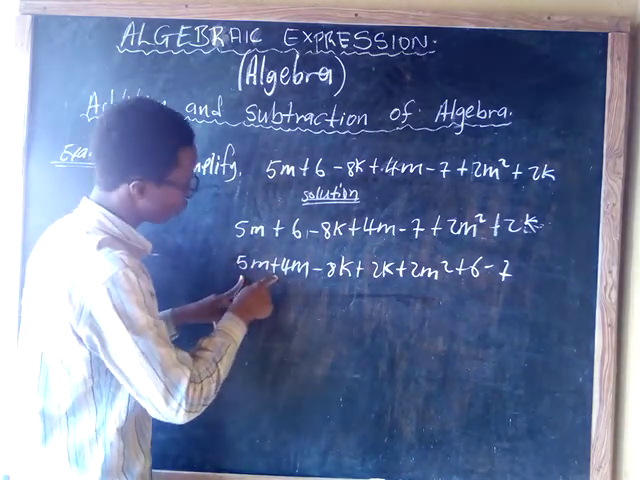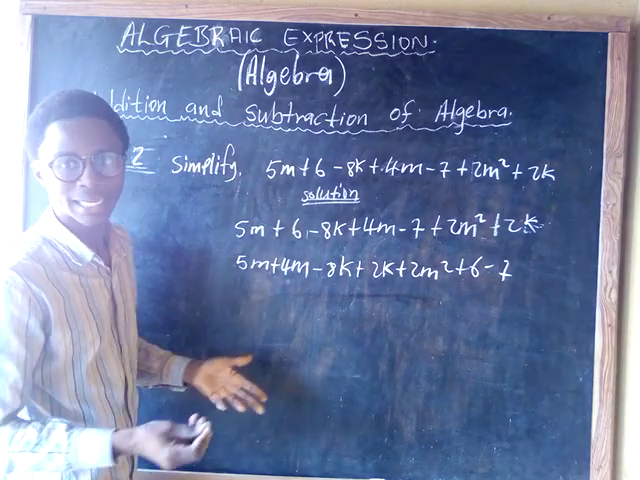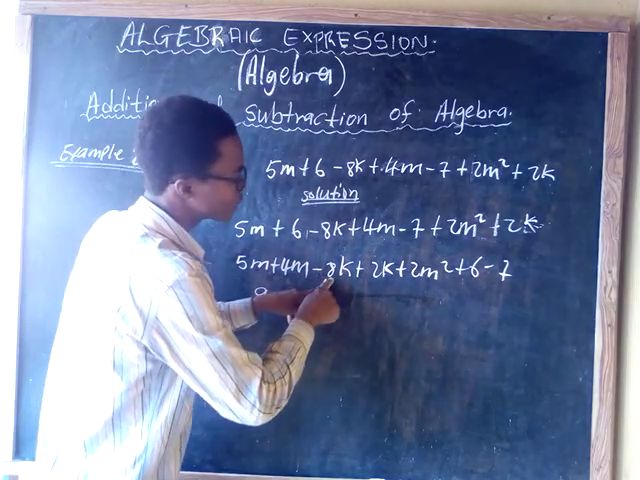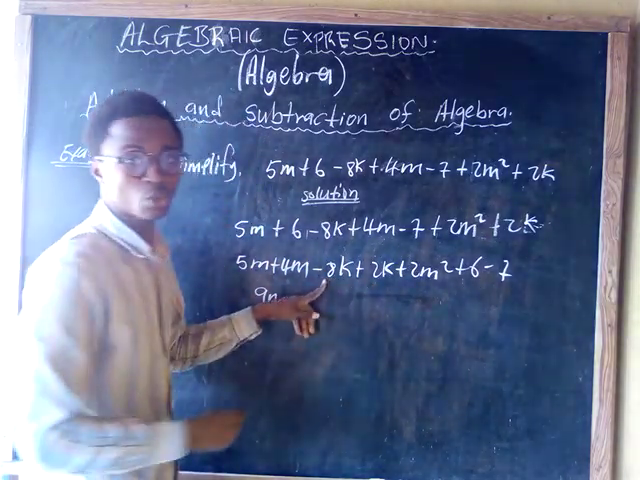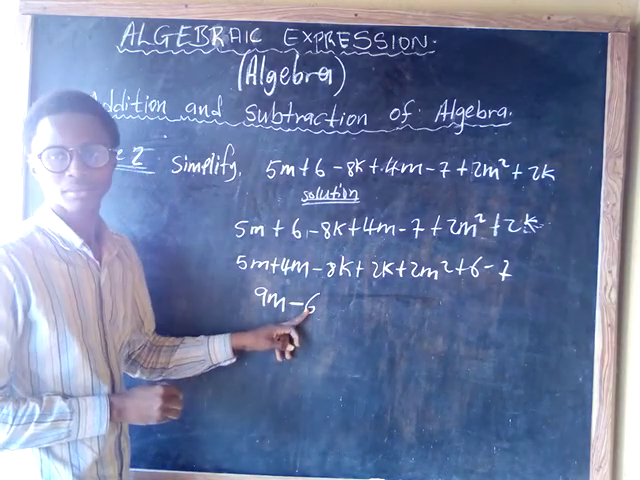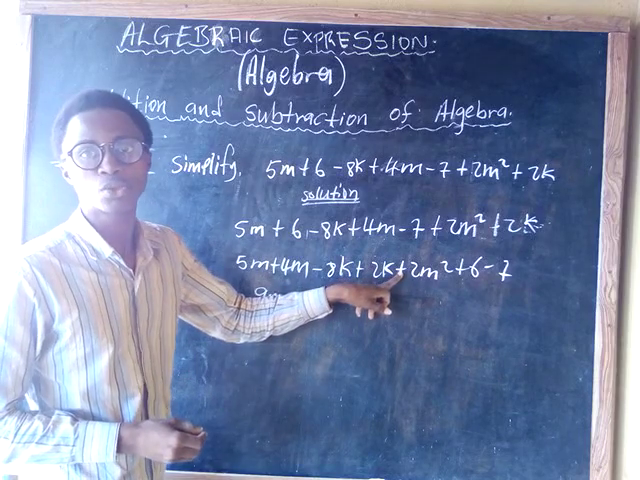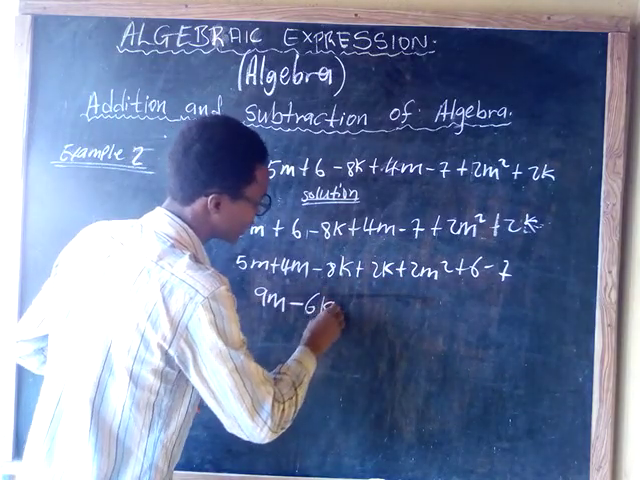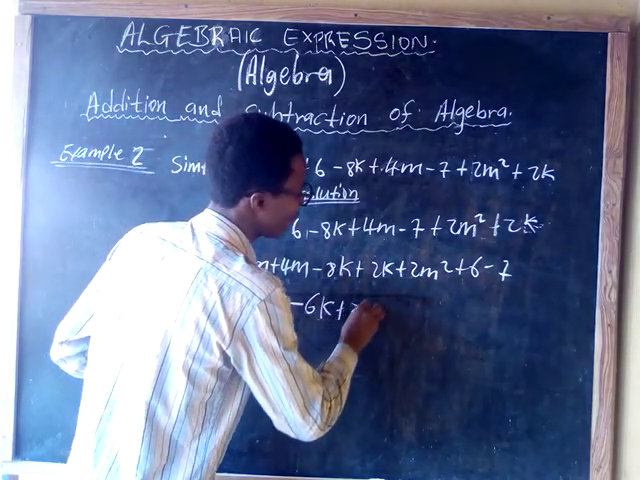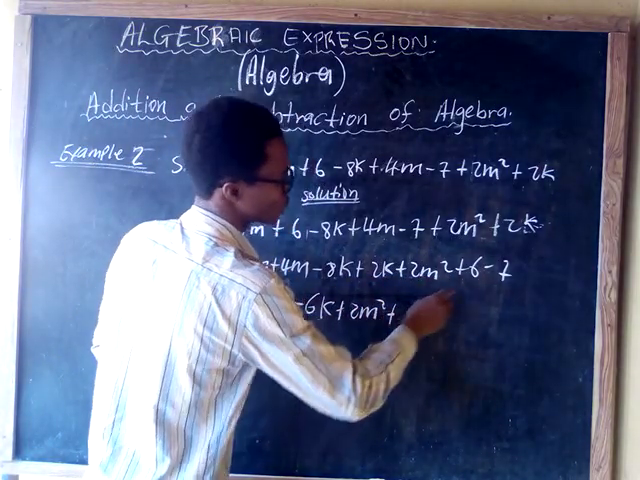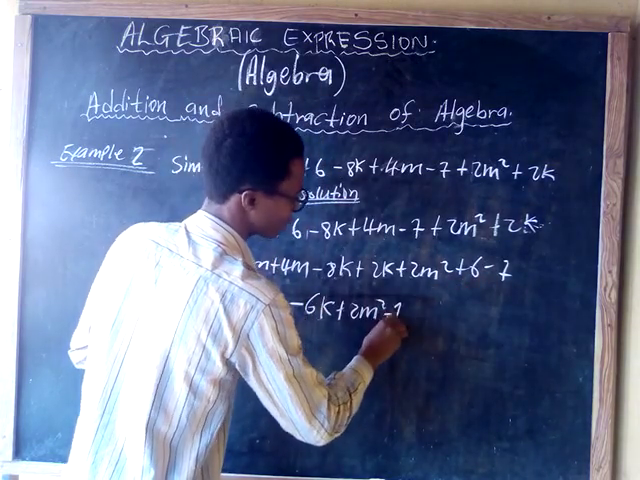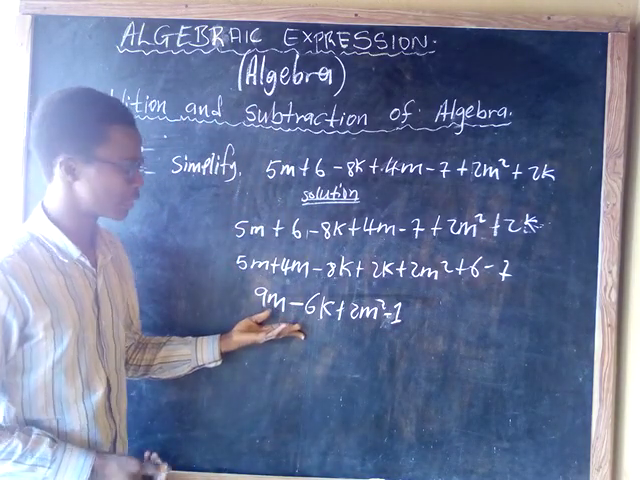5 plus 4 is 9, so 9m. You take one of the letters to represent the m. Minus 8 plus 2 is what? You subtract them, which gives us minus 6. Take one of the letters to represent them all, so you take k. Now what is here? This is m square plus 2m square. Plus 6 minus 7 will give us minus 1. So this is it.